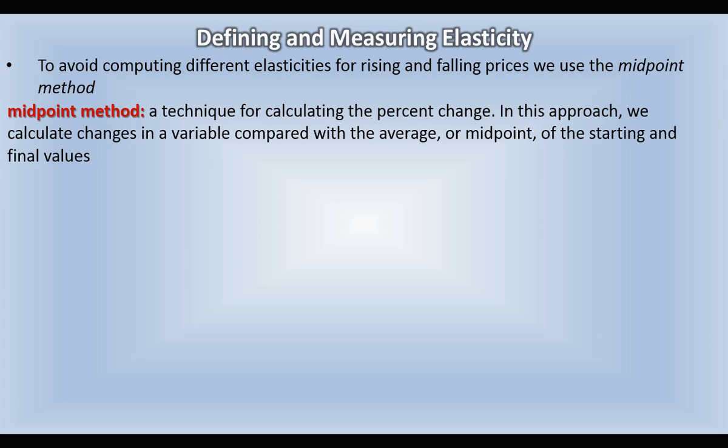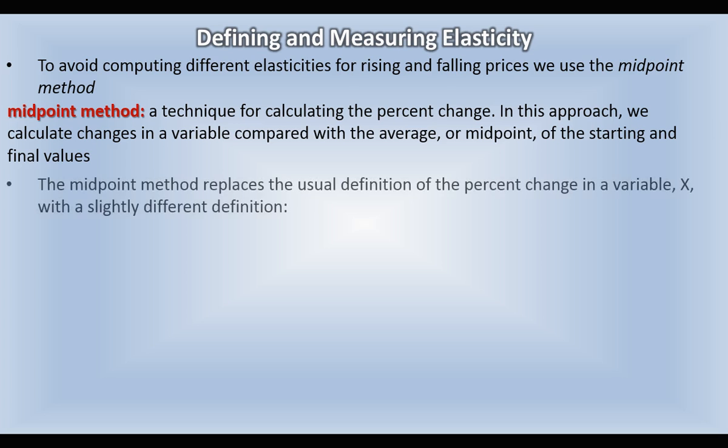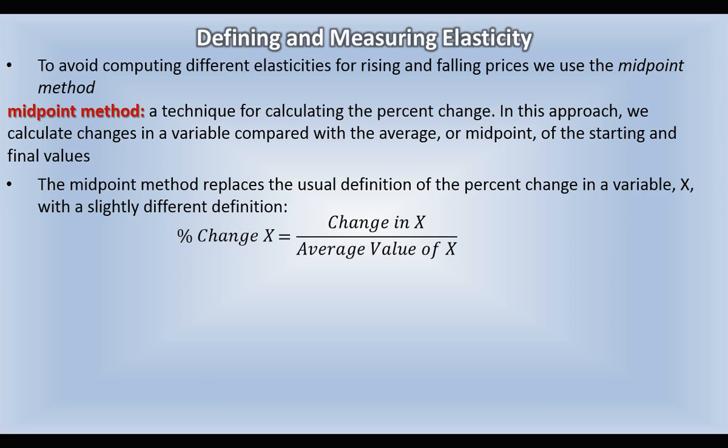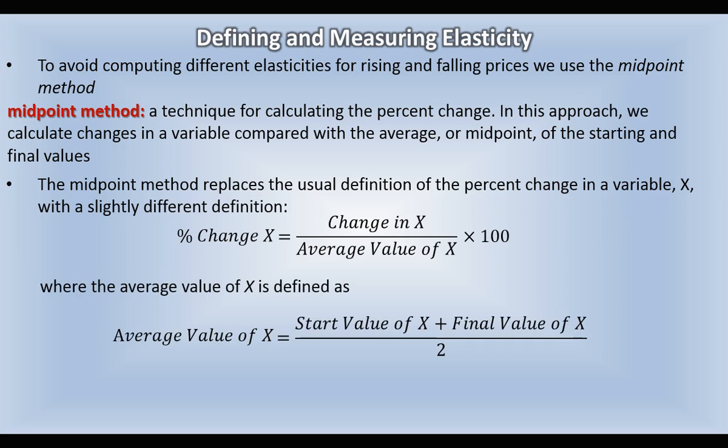In this approach, we calculate changes in a variable compared with the average or midpoint of the starting and final values. The midpoint method replaces the usual definition of the percent change in a variable x with a slightly different definition. So the percent change in x is going to equal the change in x as a fraction of the average value of x times 100, where the average value of x is defined as the start value of x plus the final value of x divided by 2. So you add those two together and divide by 2 to get that average value of x.